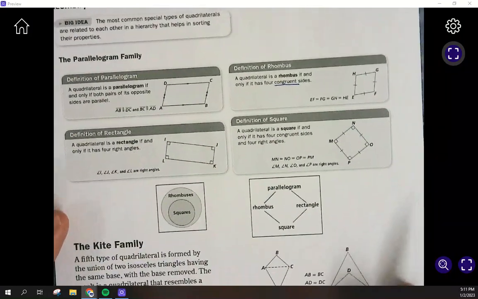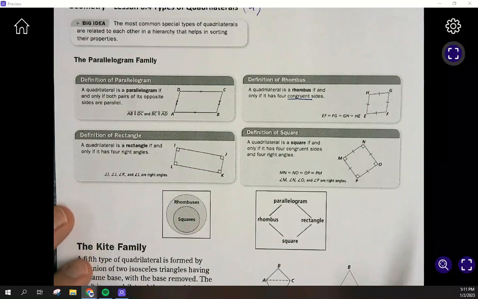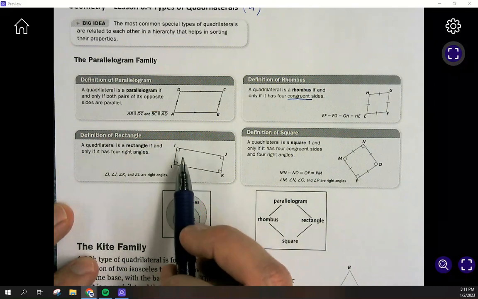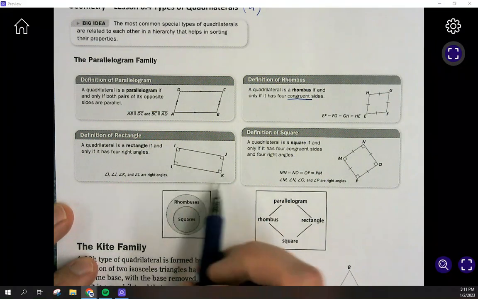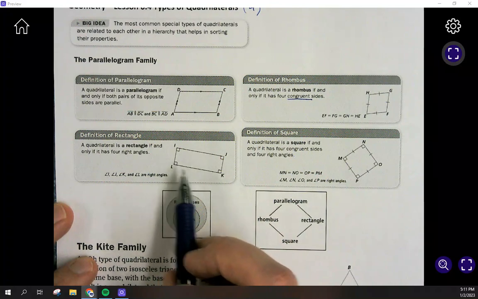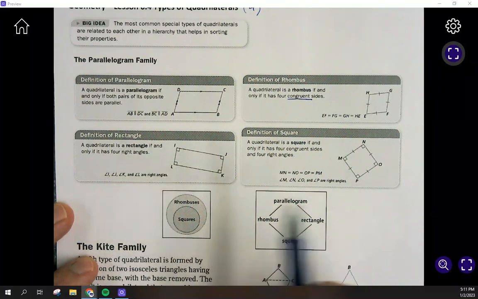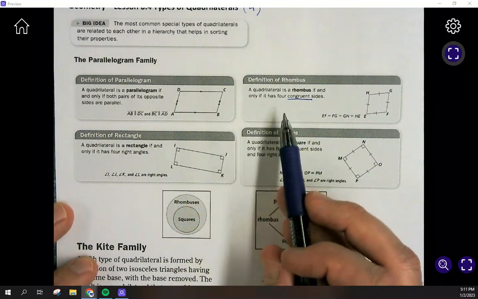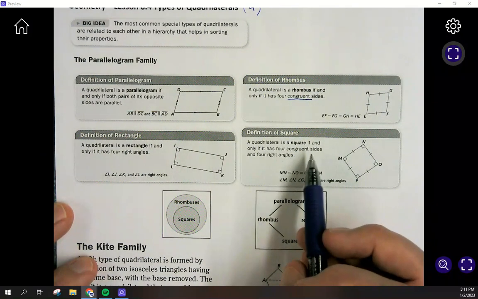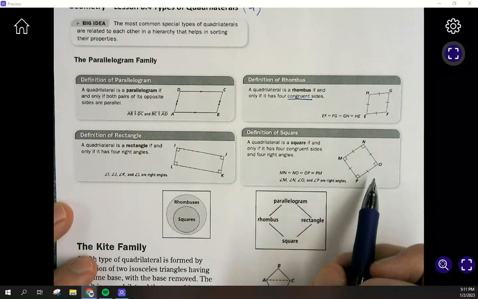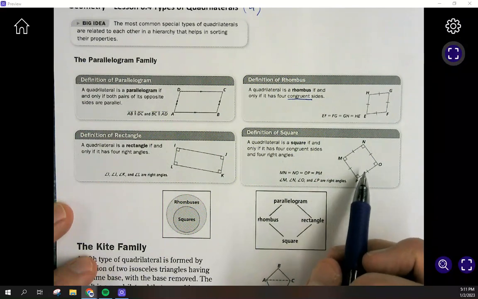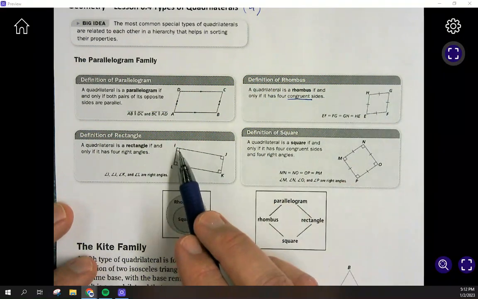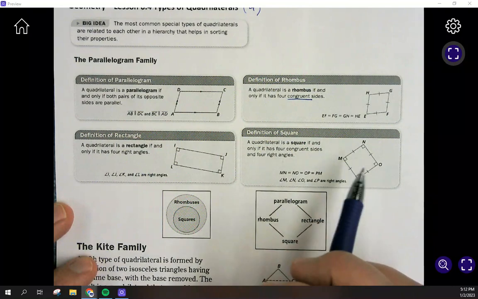And then a rectangle has to do with the angles specifically, not the sides. A quadrilateral is a rectangle if and only if it has four right angles. So any four-sided shape with four right angles, or 90-degree angles, is a rectangle. And then that brings us to our square, which is a combination of both of these. A quadrilateral is a square if and only if it has four congruent sides and four right angles. So if it's a rectangle and a rhombus, four equal sides, four 90-degree angles, then it is a square.